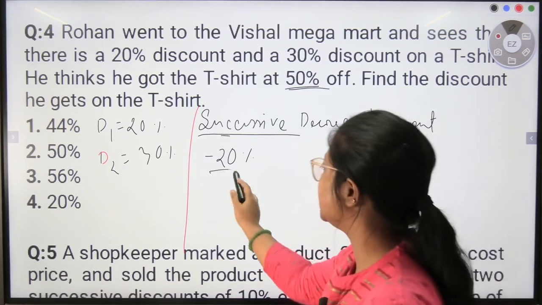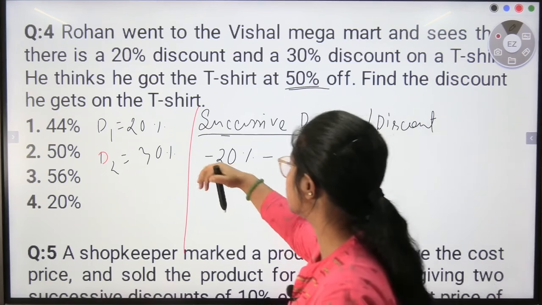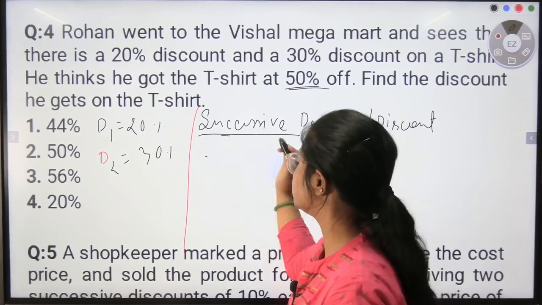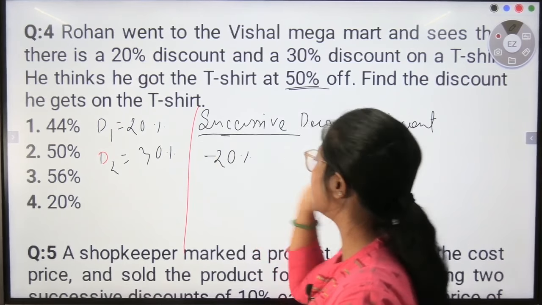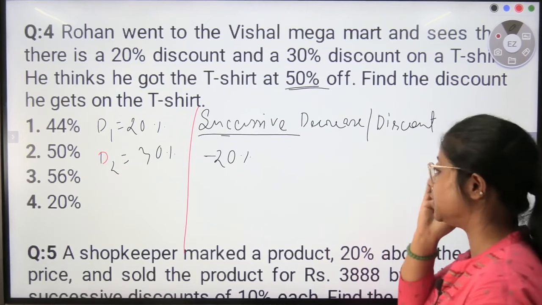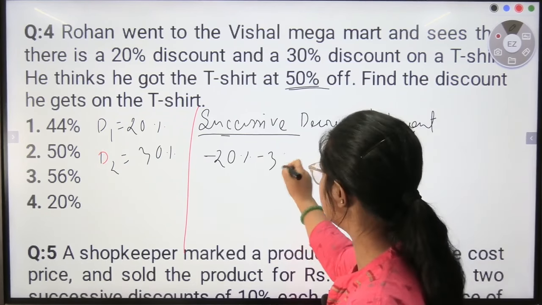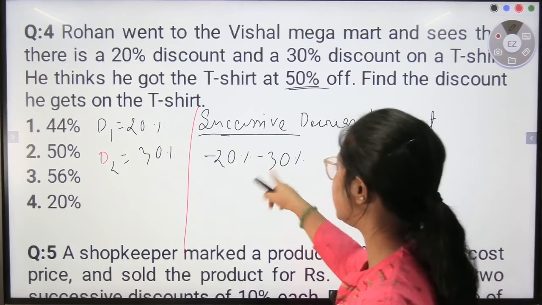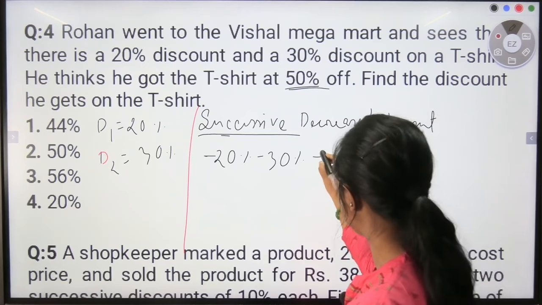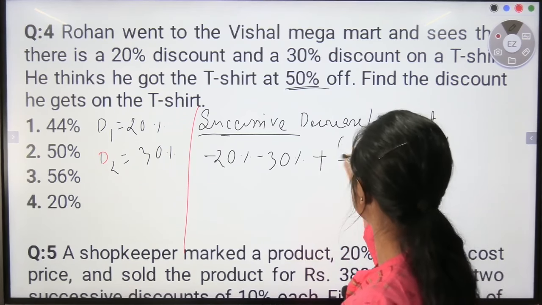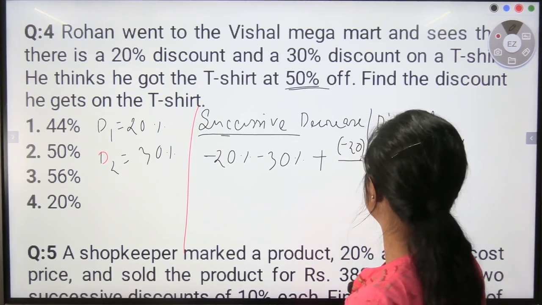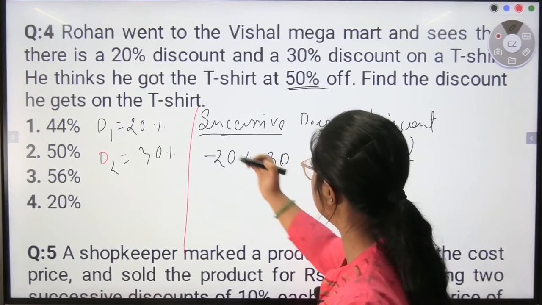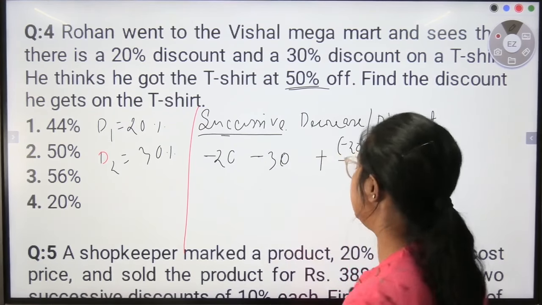So first I am getting this. Next I am getting a 30% discount. Since both are discounts, both are negative, so my next discount is minus 30%. I am writing minus 20, minus 30. My formula would then be plus, and now you multiply 20 and 30. You don't need to write the percentage sign here, you can only write 20, 30.